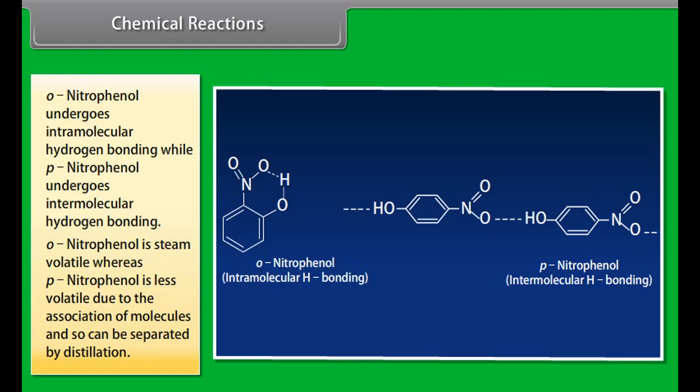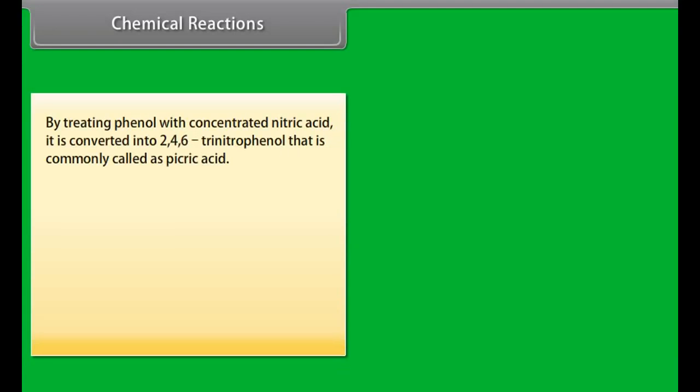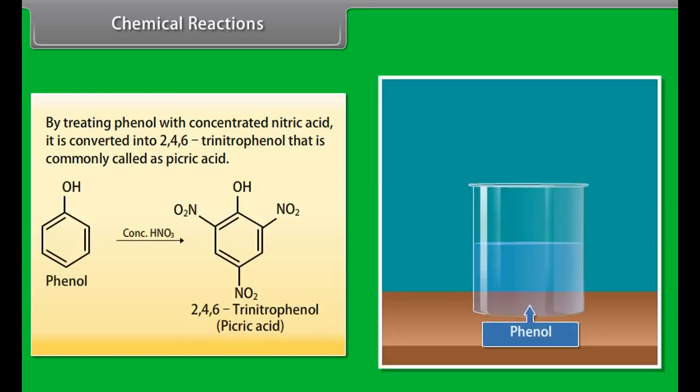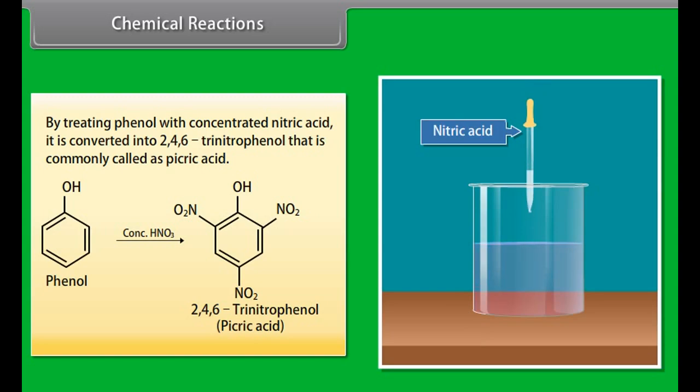By treating phenol with concentrated nitric acid, it is converted into 2,4,6-trinitrophenol, which is commonly called picric acid. Phenol is converted into picric acid by treating it with concentrated nitric acid.